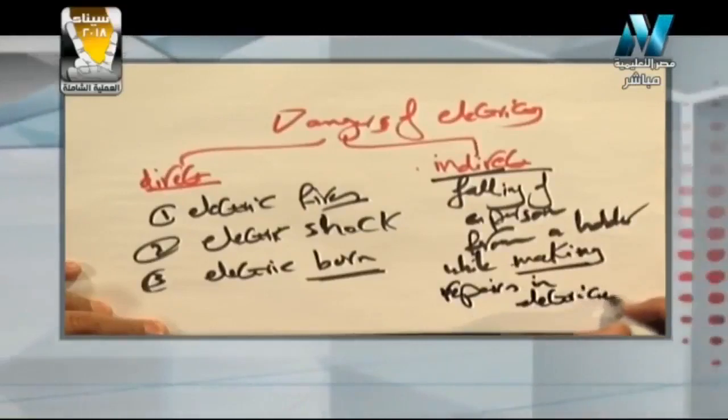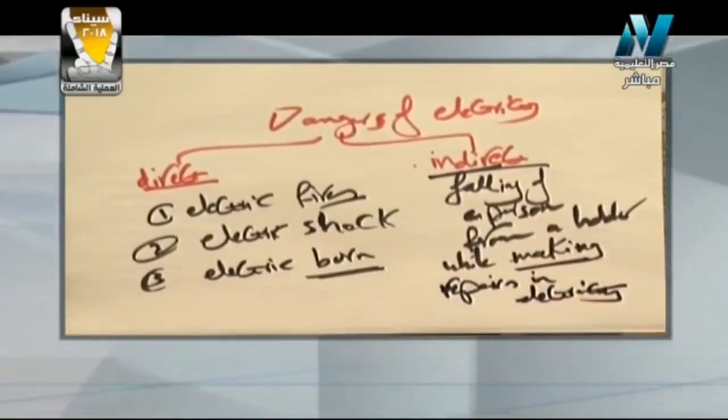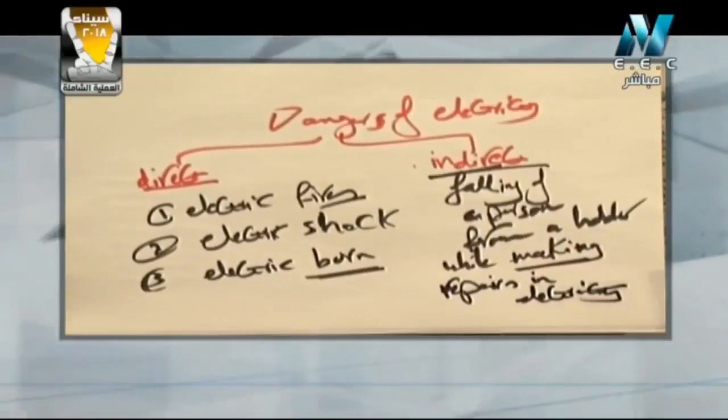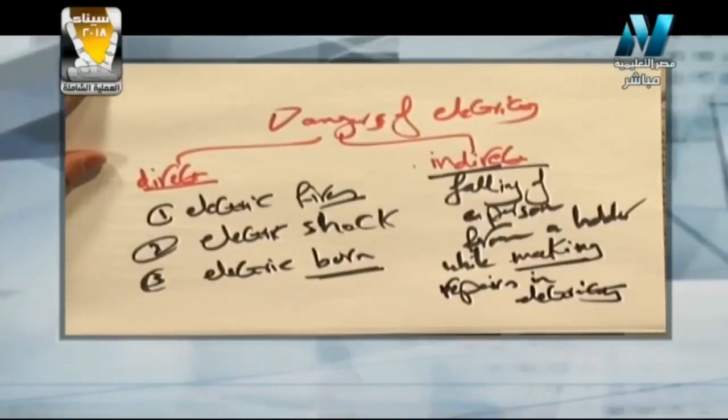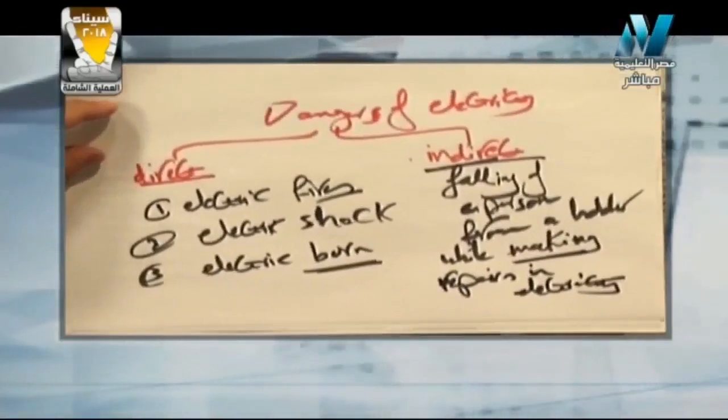So we have studied today two types of electricity dangers, which are direct and indirect injuries. Direct include electric fires, electric shock, and electric burn. Indirect include falling of a person from a ladder or from a high place, like a balcony, while making repairs. Now we will see a short video about how to deal with electricity. This video gives us precautions to deal with electricity and summarizes our lesson today.